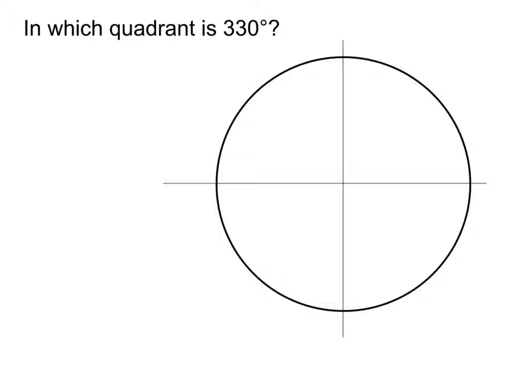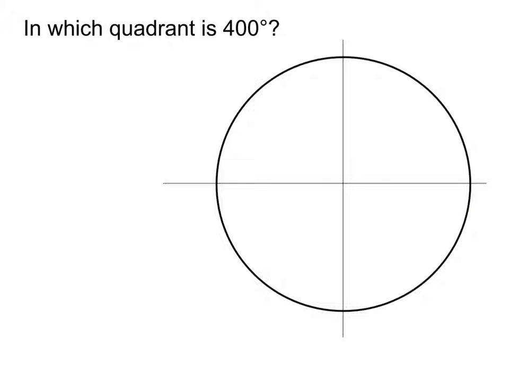Okay, 330 degrees. In which quadrant will that be? 4. Well, as we go around, we saw where 0, 90, and 180 were. If I went around that further, 270 is straight down. If I kept going around, I'd get over to 360. So notice it's between 270 and 360. That means it's down here. Yes, that is quadrant number 4.